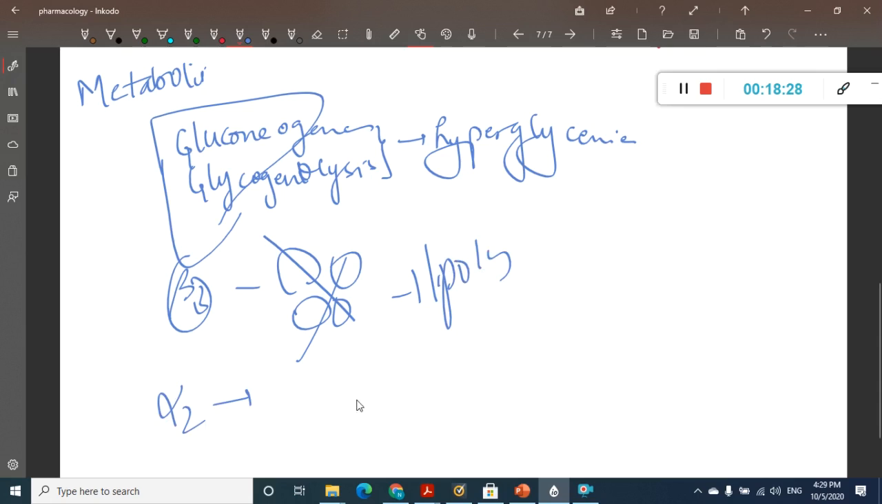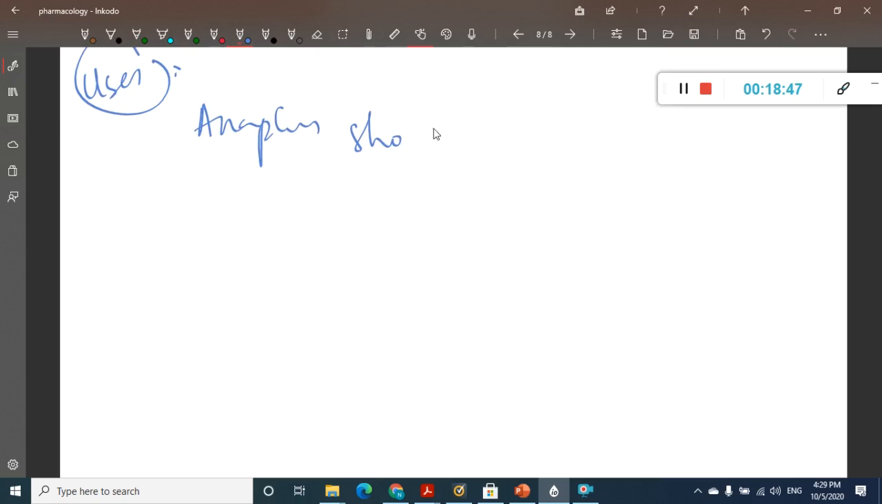Whereas alpha 2, as I have already said, has action on the pancreas and will decrease insulin release. Okay, so these are the metabolic actions. Now once you have learned this, what are the uses of epinephrine? Uses of epinephrine are very important. It is the drug of choice in anaphylactic shock, given as IM 1 in 1000 adrenaline.